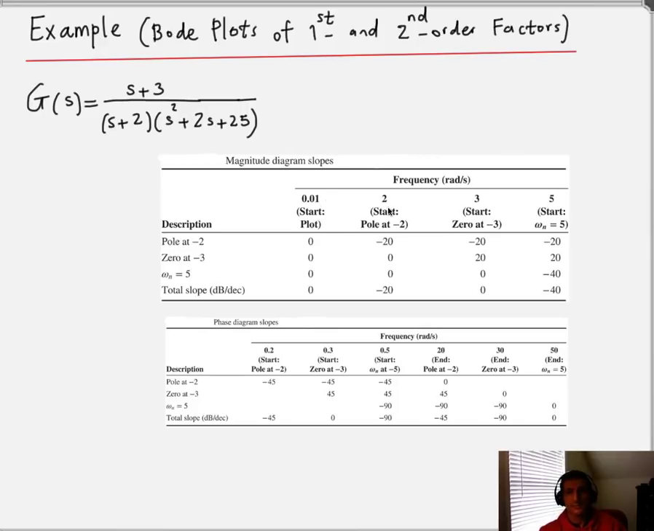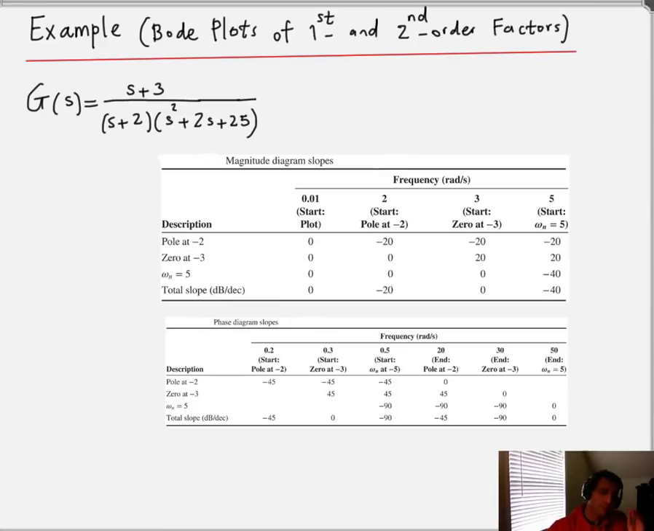So now it means that before 2 radian per second, it's flat. Between 2 and 3, it's going to decrease at the slope of -20, and at 3 it just becomes flat up to 5, and at 5 it's just going to simply drop at the slope of -40 dB per decade, and that's something that you're going to see in the next couple of slides.